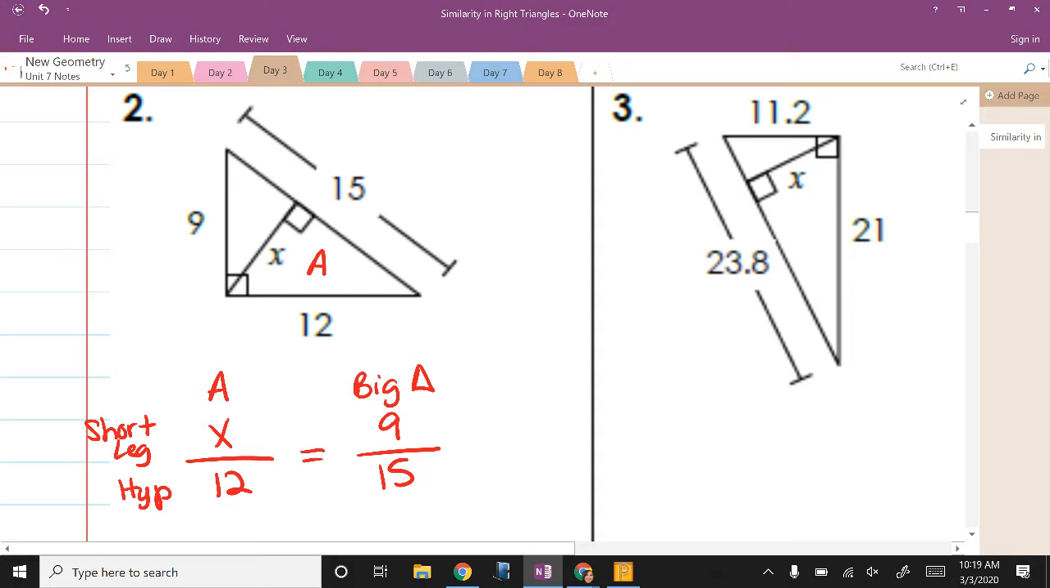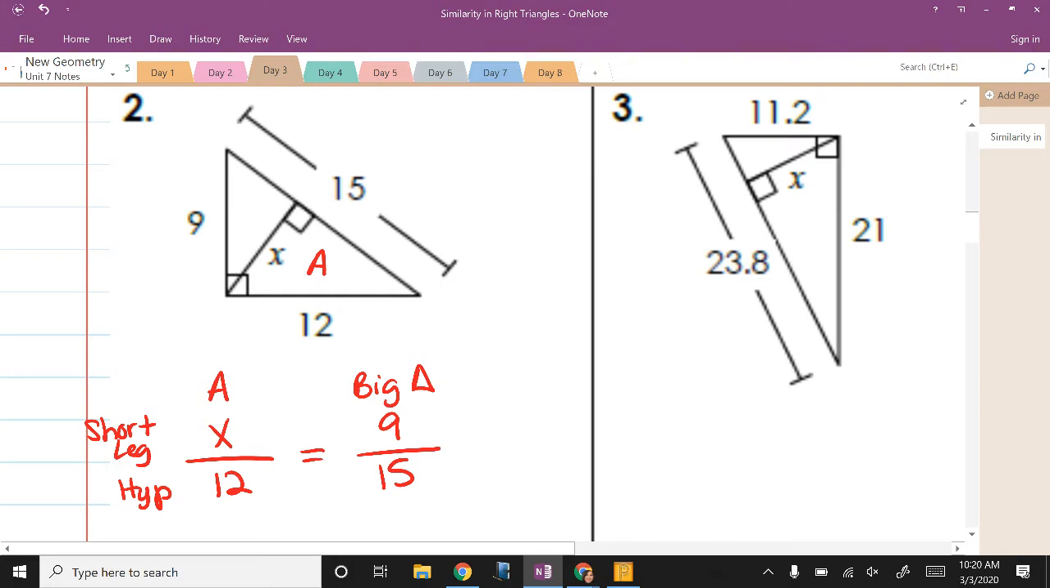So you can kind of put it in a matrix there. Kind of looks like a Punnett square from biology, right? Okay, it's not, has nothing to do with it. But anyway, that's how we set up a proportion. So that way you can keep it strict. I'm doing short legs and short legs, hypotenuse and hypotenuse from triangle A and the big triangle.